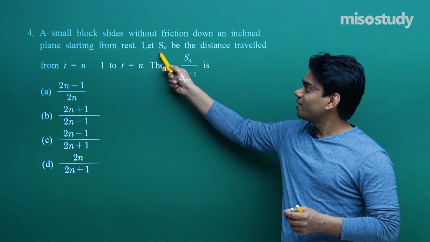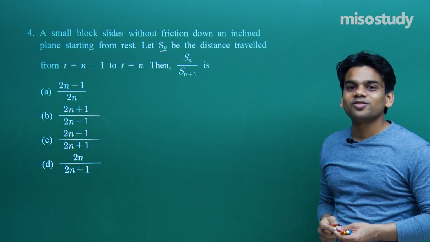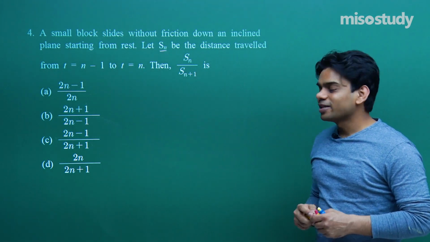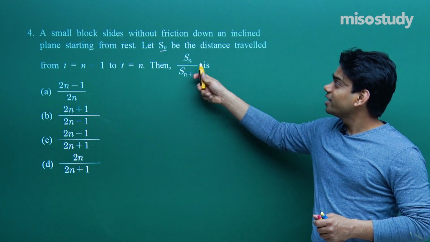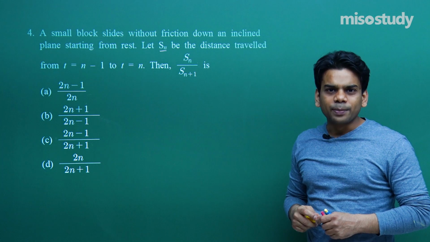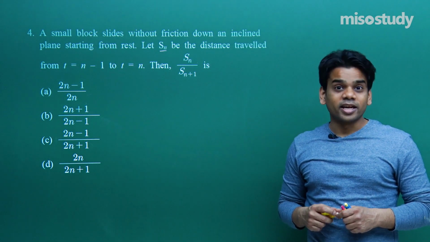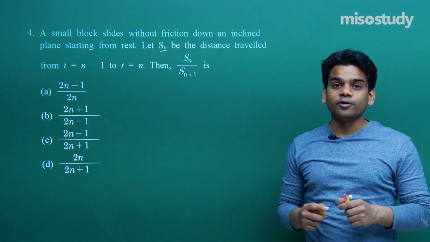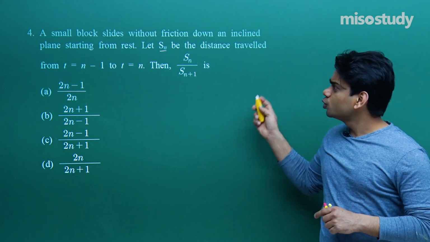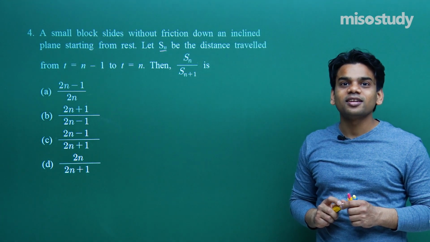This is distance traveled in the nth second, given as Sn, because the distance traveled is from t equals n minus 1 to t equals n. Then Sn upon Sn plus 1 is the distance traveled in the nth second and the distance traveled in the n plus 1th second. I believe you are remembering the formula for distance traveled in the nth second. And if you forget, you have to derive the formula instantly in the examination. So I am going to derive a formula for you so that you can remember how the distance traveled in the nth second turns out to be.